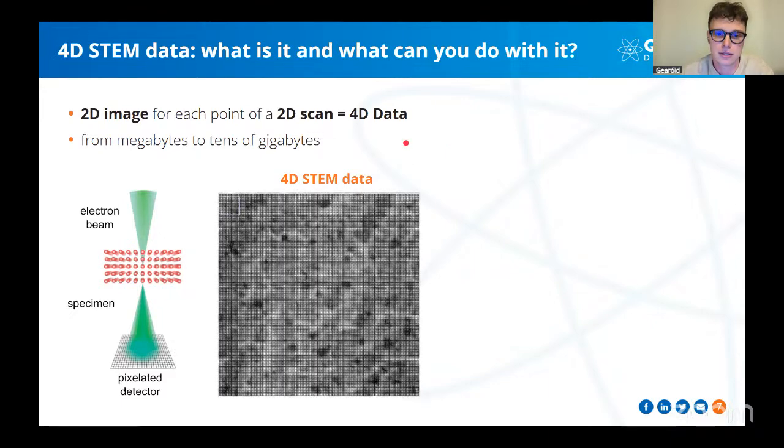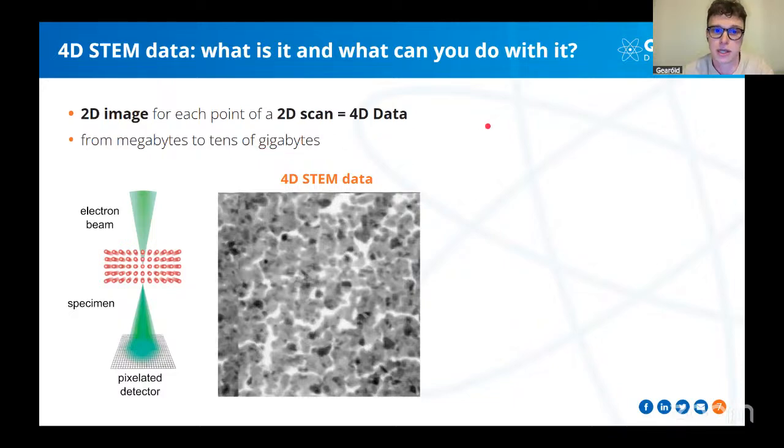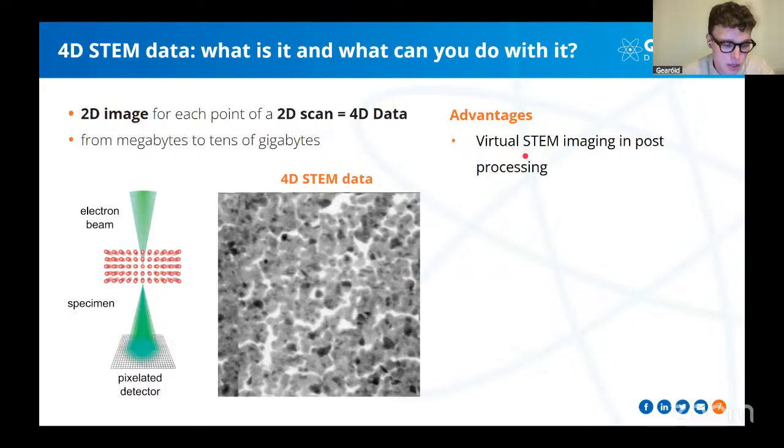So now that you've collected this data, which can again go up to gigabytes in size, what are the actual advantages? Well, one of the things that you can do is perform virtual STEM imaging in post-processing. So with virtual STEM imaging, you can obtain images that are very similar, albeit usually better than the images that you can obtain with a physical HAADF or bright field detector. But the power of 4D STEM here is that you can arbitrarily choose the number, shape, and even the operation that you apply to these virtual detectors. So you're no longer limited by the physical number and position of these detectors in your column.